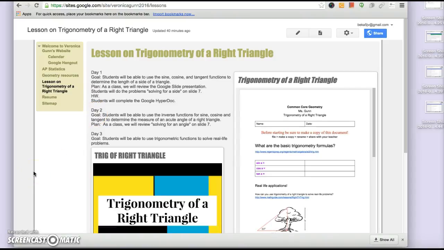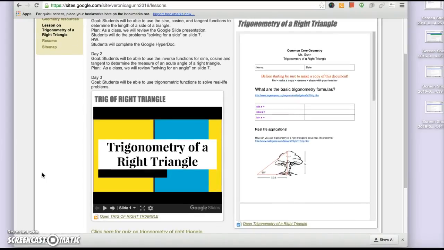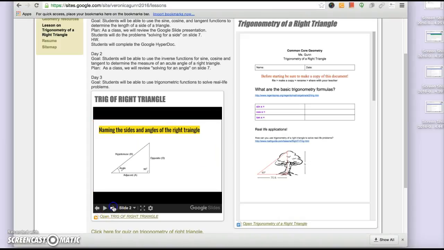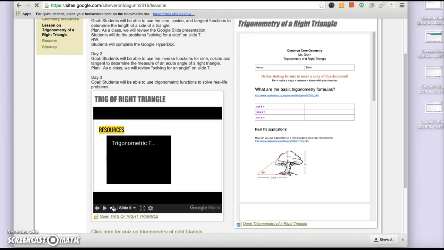And this is where my students would come to get different slides and Google Docs. On the first day, I introduced to the students the basic trig functions, sine, cosine, and tangent. And again, this is in trigonometry in the right triangle. And down here is the slideshow that I presented on the smartboard. And that was just the basic trig functions.